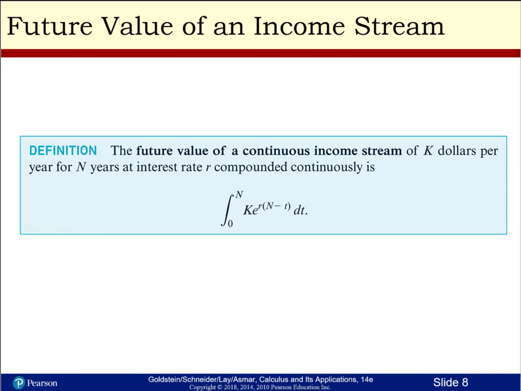The future value of a continuous income stream of k dollars per year for n years at an interest rate r compounded continuously is the following.